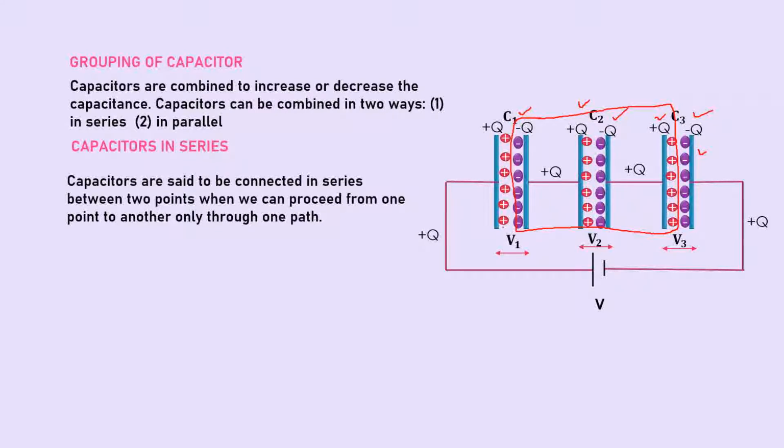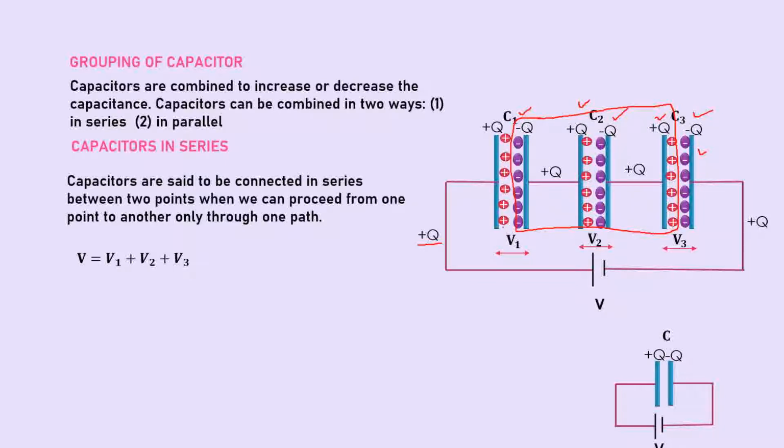In series combination, let plus Q be the charge supplied by the battery. Then in series combination, the charge across each capacitor will remain the same. But since the capacitance is different, the potential difference will be different. If V is the potential difference across the battery, then V will be equal to the sum of the potential differences across each capacitor. That is, V equals V1 plus V2 plus V3.